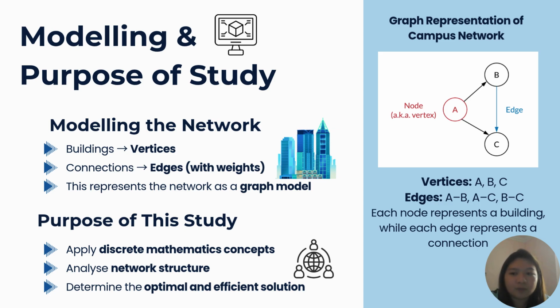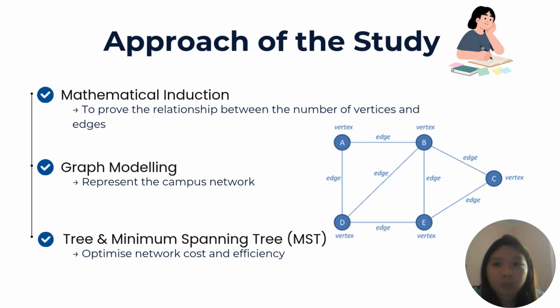The purpose of our project is to apply discrete mathematical concepts, analyze the structure of the network, and determine the most optimal and efficient solution. To achieve this, we use three main approaches. First, mathematical induction, which helps us prove the relationship between the number of vertices and edges. Second, graph modeling, which allows us to visually represent the campus network. Finally, trees and minimum spanning trees, which help us optimize the network by reducing costs while maintaining full connectivity.